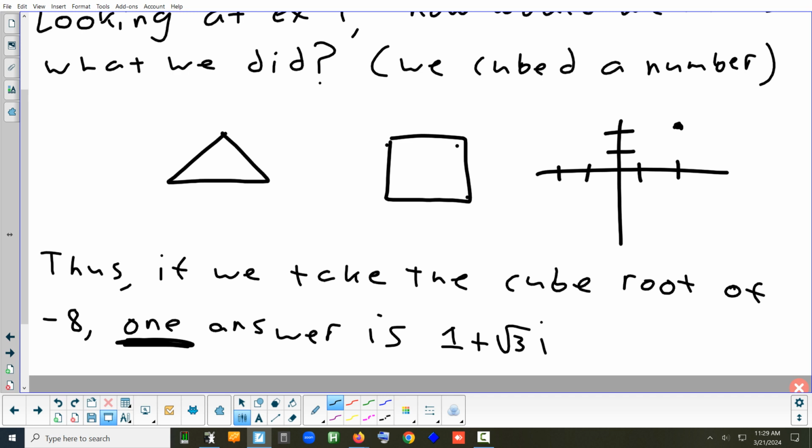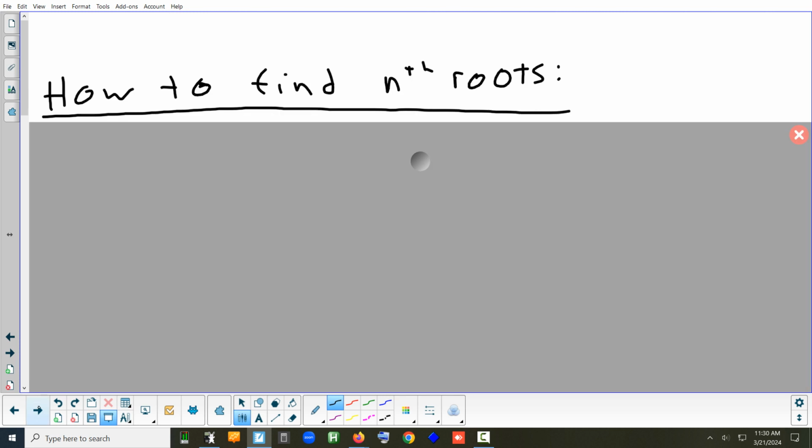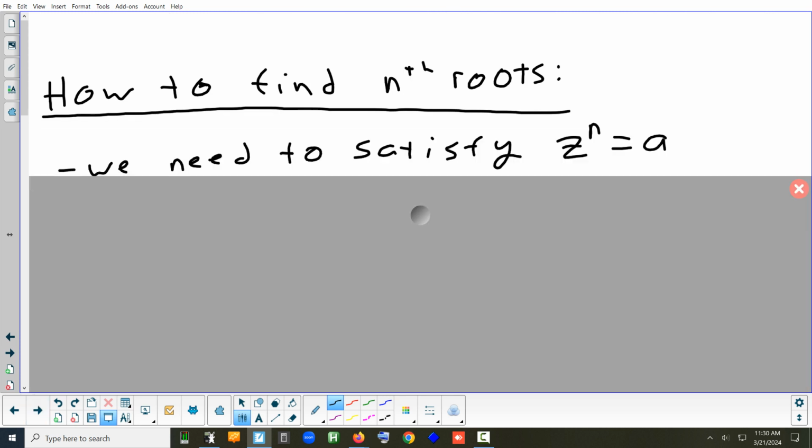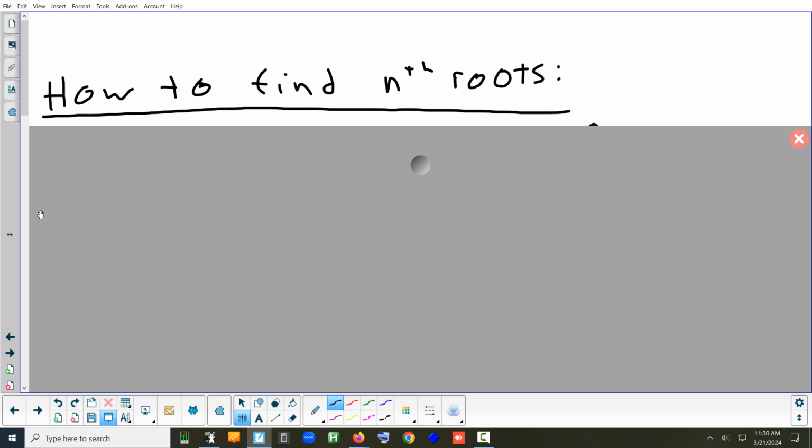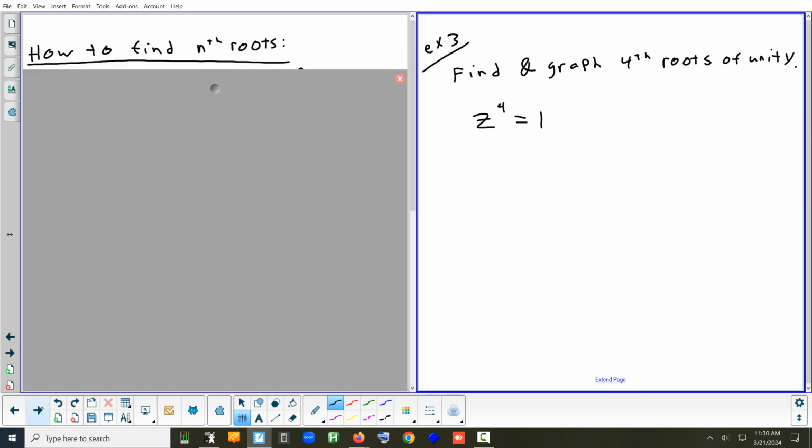So I'd have one over here, one down here, and one over there. So it's like 2 plus 2i, 2 minus 2i, and so on. We don't have to worry too much about the visual, but for some people who are visual, it might help to think that way. Okay, so how do we do this?